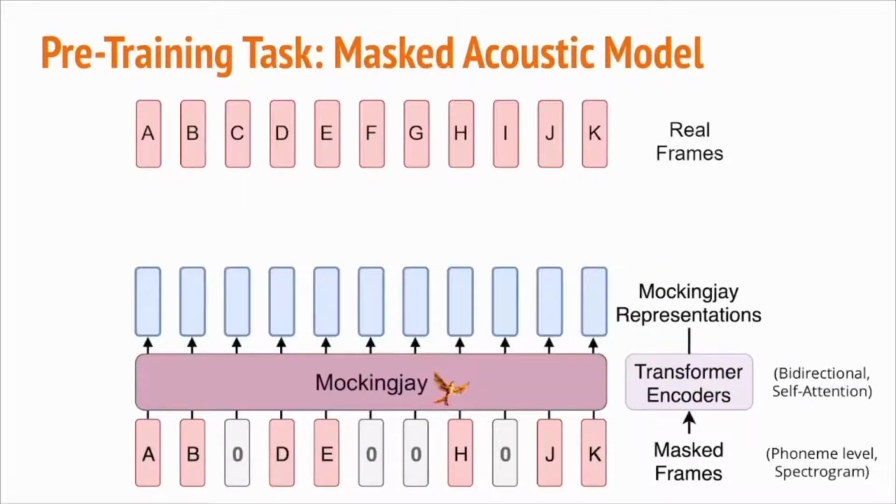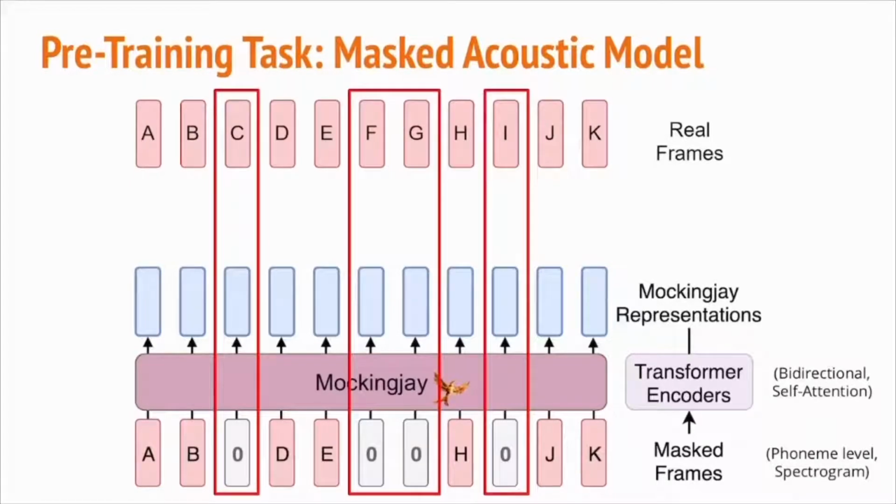So, after we mask those frames, we feed them to our model. We use multiple layers of transformer encoders with multi-head self-attention to achieve bidirectional encoding. The output of the last encoder layer is thus the representation we want. Note that we only ask the model to predict the masked frames and not all of the frames. We outline them in red.